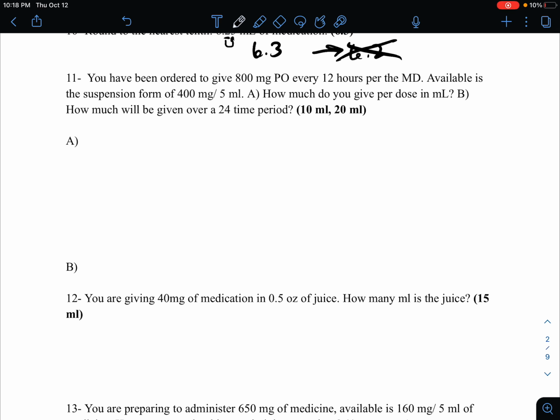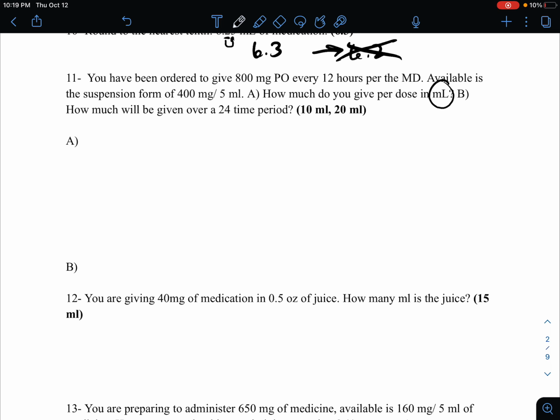Number 11. Okay, so you are ordered to give 800 milligrams by mouth every 12 hours per the MD. Available is a suspension form of 400 mg per 5 milliliter. How much do you give per dose in ml? Okay, so the first thing you have to look at when seeing these questions is what is it asking for? At the very end, it's asking for ml.